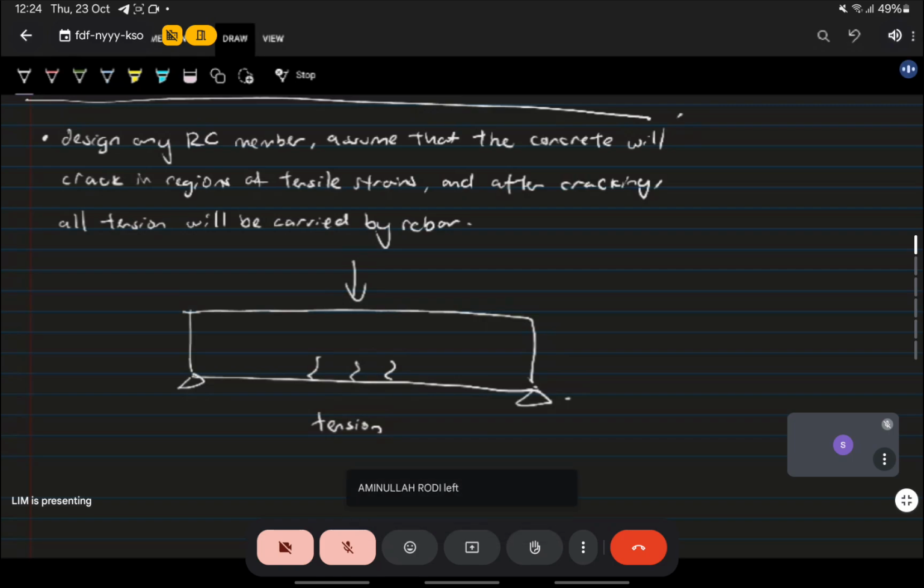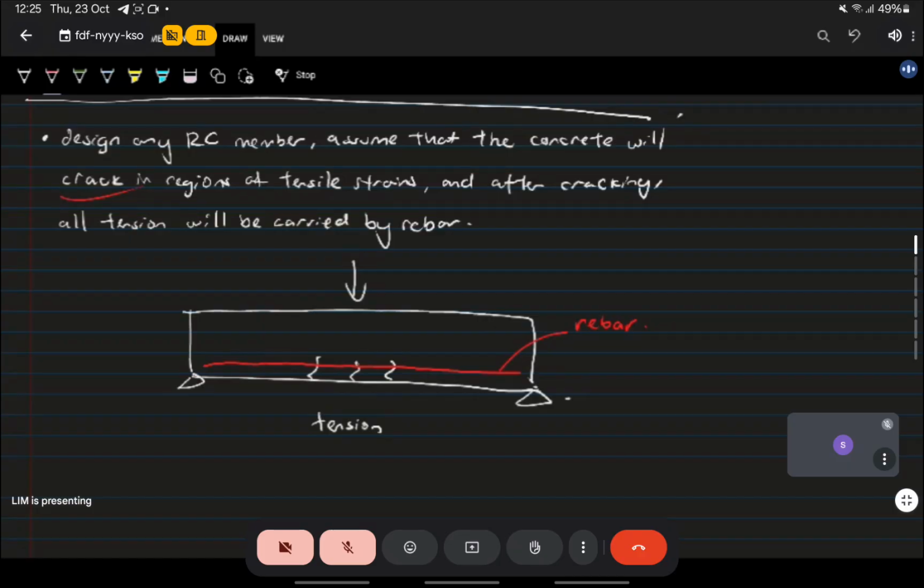So basically, the approach to reinforced concrete design is we put reinforcement there at the bottom, so that when the beam cracks, we allow cracking. We let it crack. When the concrete cracks at the bottom, the rebar will start to work. The tension will get carried by the rebar.